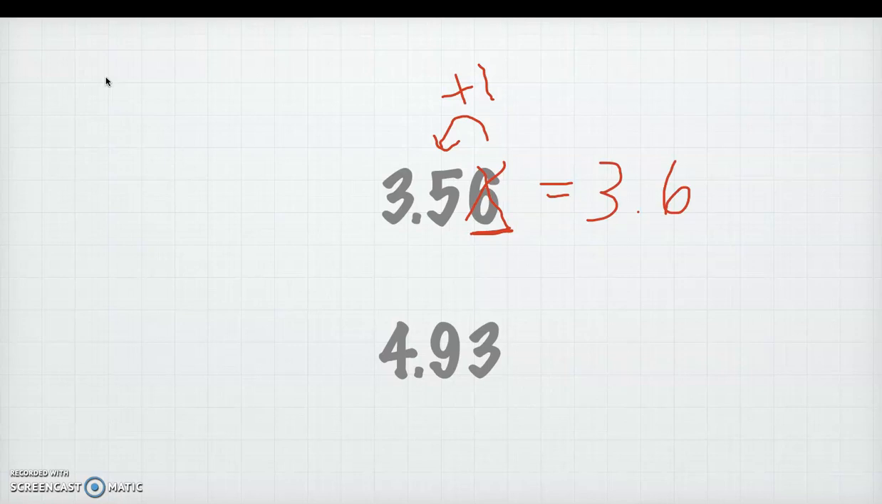I have 4.93. My last digit is the 3. The rule said if it is less than 5, you just drop that number. So I'm just going to drop that number, and my final answer is going to be 4.9. So make sure you follow the rules as you're rounding decimals.